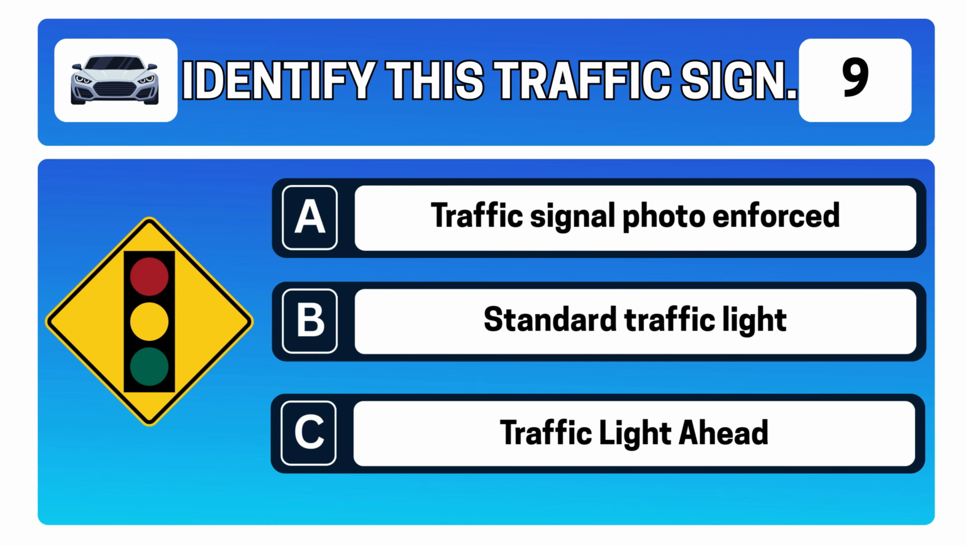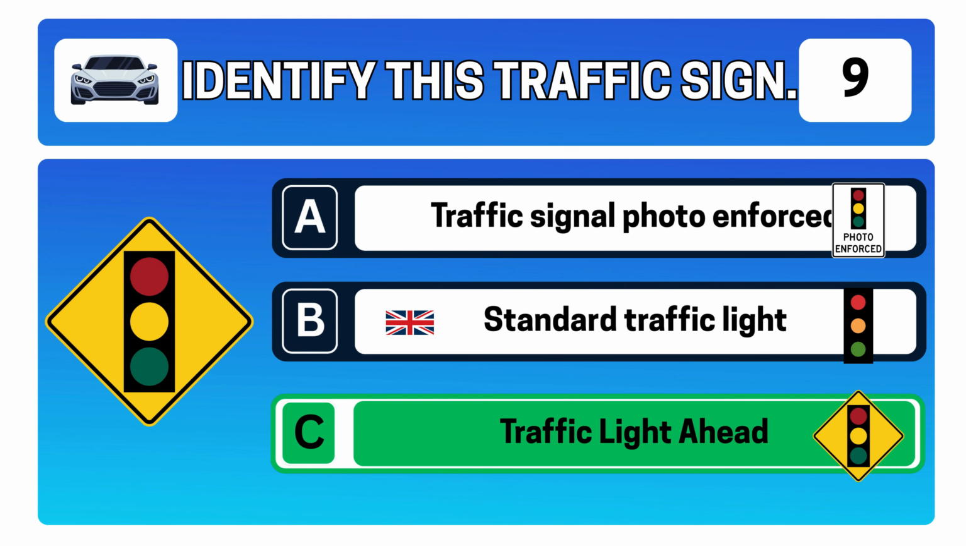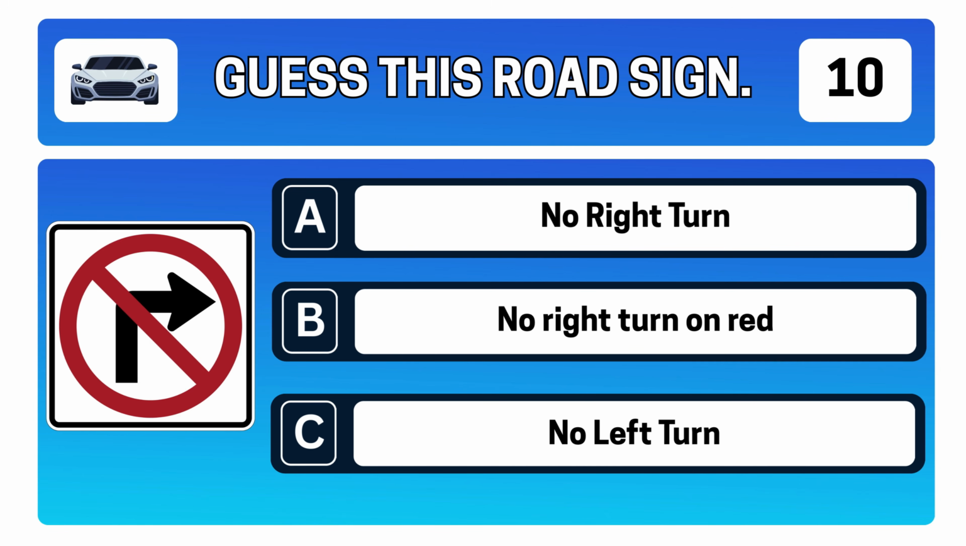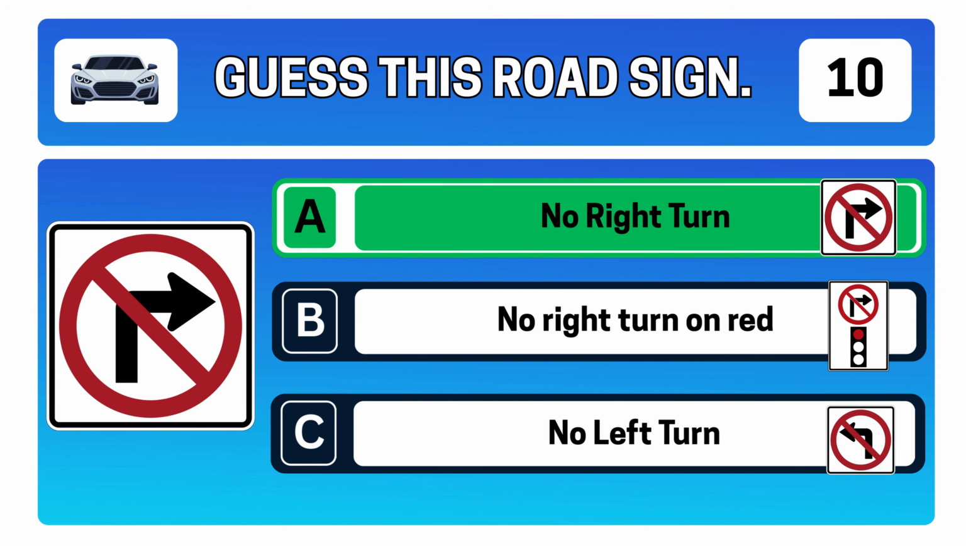Identify this traffic sign. Nicely done. It is the traffic light ahead sign. Guess this road sign. Right. It is the no right turn sign.